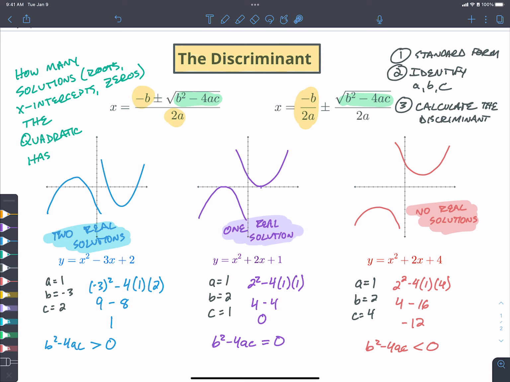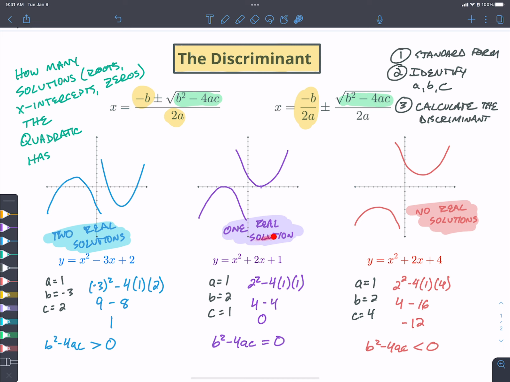So it does not cross. And that hopefully makes sense, because if we think about a negative square root, we can't do a negative square root. So that means it's not possible to calculate this. So we're not going to have any solutions. There's not going to be a place to cross the x-axis, because we're coming up with a number that we can't calculate in the real number system.